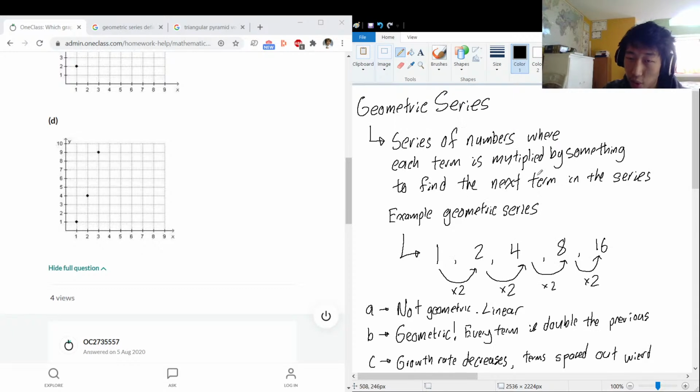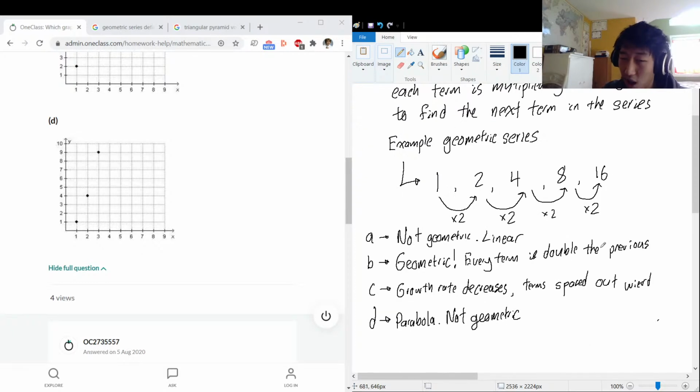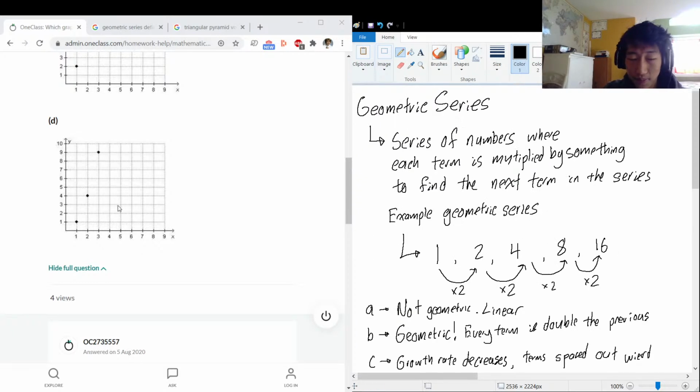Remember, that's the golden rule for geometric sequences and series: every term divided by its previous term should give you the same number. You're always multiplying your current term by the same something every time to get your next term. In this example, we have times 2. This could easily be times 3, 4, 50, times 2 million. All would be the same geometric series.